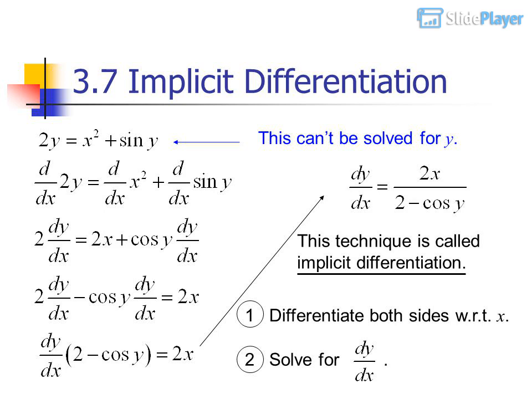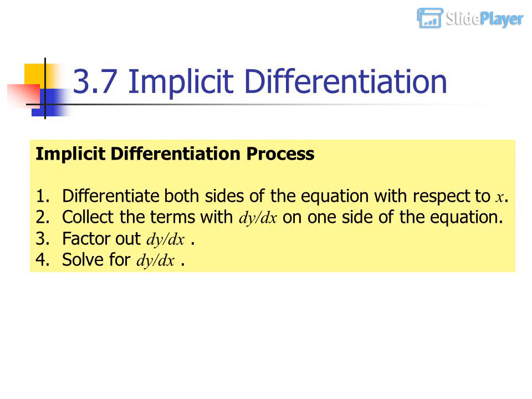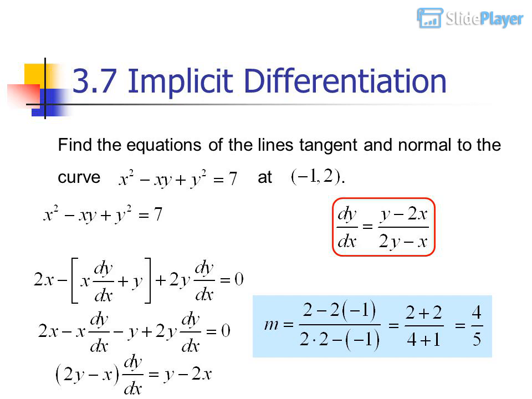1. Differentiate both sides with respect to x. 2. Solve for dy/dx. Implicit differentiation process. Differentiate both sides of the equation with respect to x. Collect the terms with dy/dx on one side of the equation. Factor out dy/dx. Solve for dy/dx.